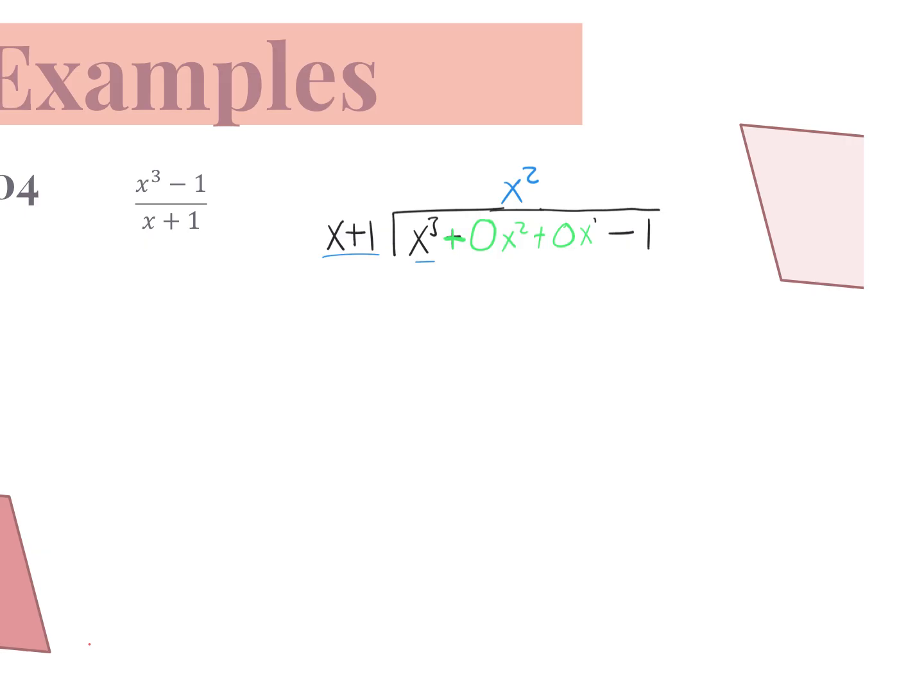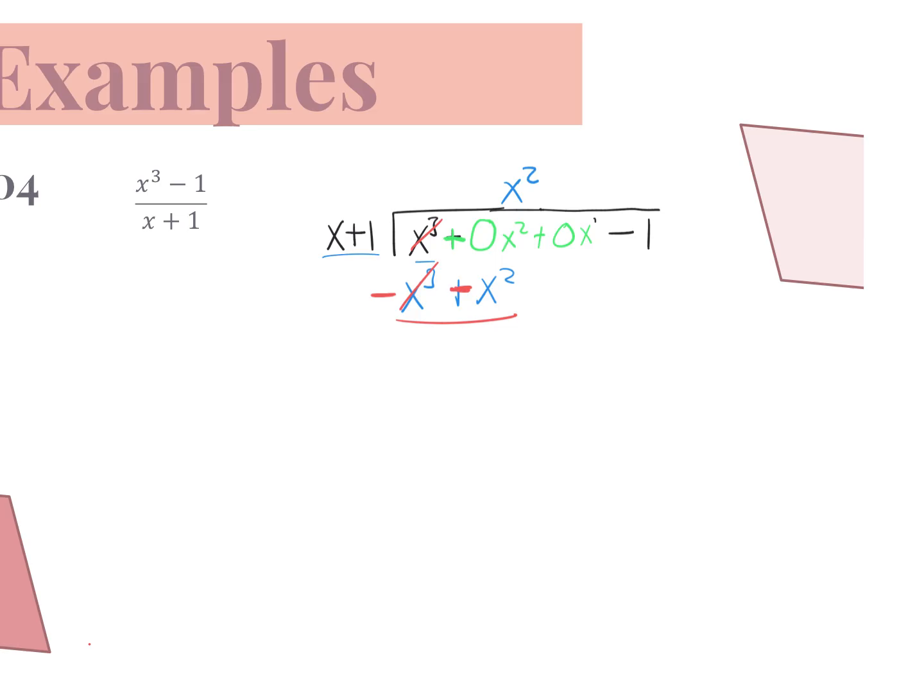And then when you go to bring down the next term, which I'm about to do, this is going to get you x to the third plus x squared. You want to make sure you're combining the correct terms. All right? So now that we did this, I'm going to go ahead and subtract and then cancel out everything that needs to cancel out.